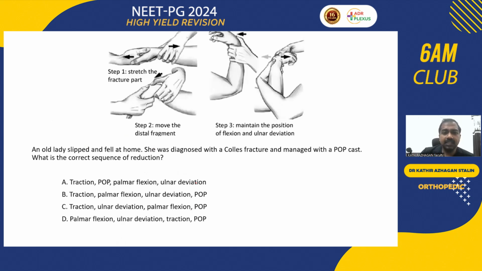Yes. This is Colles' reduction. How would you reduce a Colles' fracture? Always you will do the traction first. Definitely not POP after that. So option A is wrong. I will do traction, palmar flexion, ulnar deviation. B is the answer. Please take a screenshot, or otherwise don't worry, I will give you this PowerPoint or PDF.